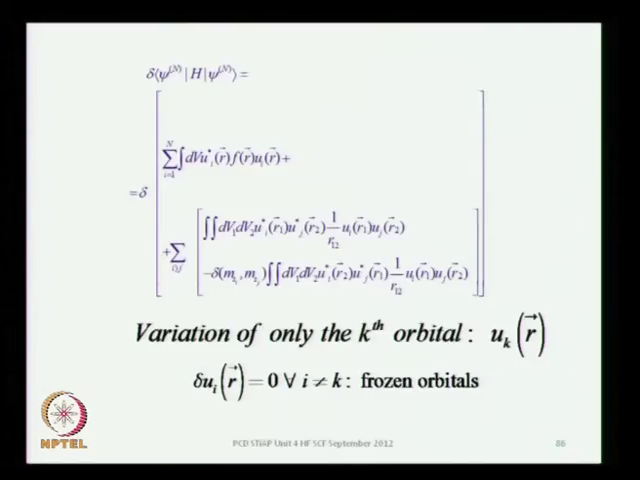I am now looking at only the first term, and the variation also in the kth orbital, just one orbital. We choose it to be any one of the n orbitals, let it be the kth orbital just for our referencing bookkeeping purpose. So, it is only the kth orbital which will be varied, all other orbitals for I not equal to k will remain frozen.